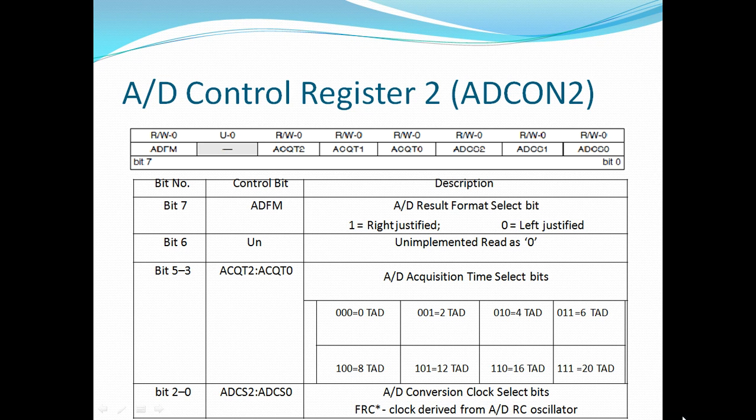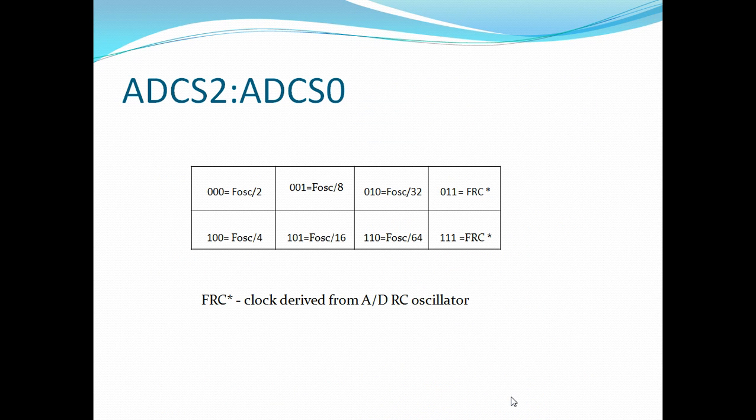Here you can see the ADC conversion clock select bits. The remaining three bits are given for ADC conversion clock selection. Here we are going to use FOSC as the clock signal for the ADC module. Otherwise, the on-chip oscillator available in the PIC18 microcontroller can be used as the clock source for the ADC module. Let's see what options are available. If I write 000 to these three bits, I will select FOSC by 2.